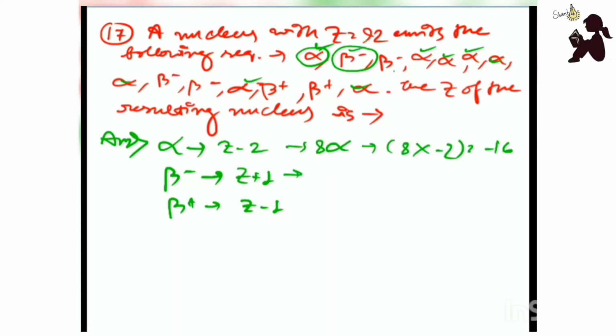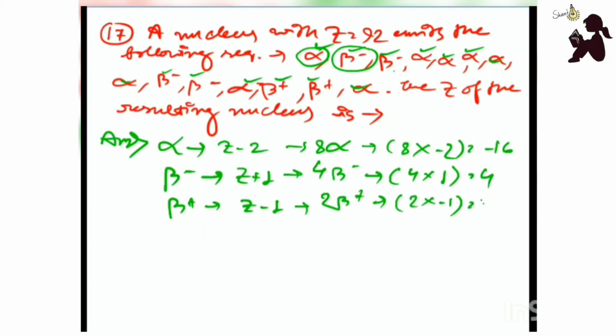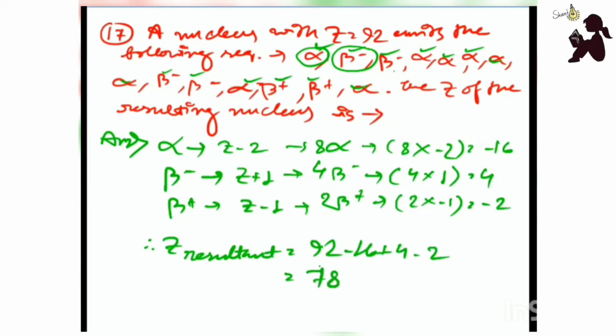Here for beta minus, 1 beta minus, 2 beta minus, 3 beta minus, 4 beta minus. So we have 4 beta minus here, so that will be 4 into plus 1, that will be our 4. And for beta plus, we have 1 beta plus, 2 beta plus. So 2 beta plus, its value will be 2 into minus 1, so minus 2. So what will be the Z resultant? It will be 92 minus 16 plus 4 minus 2. So the value will be 78.